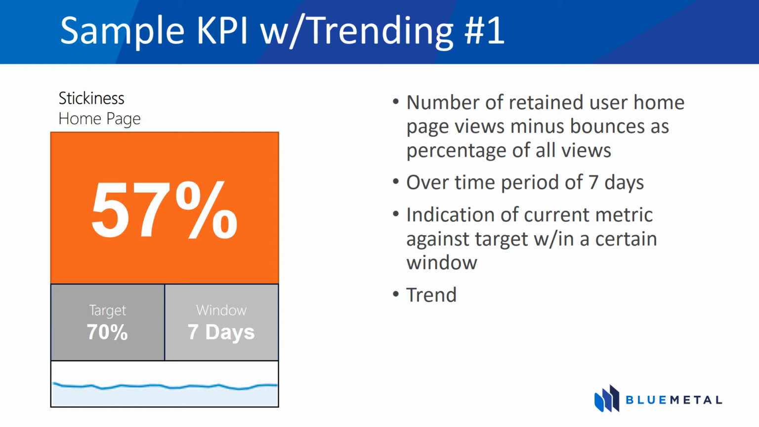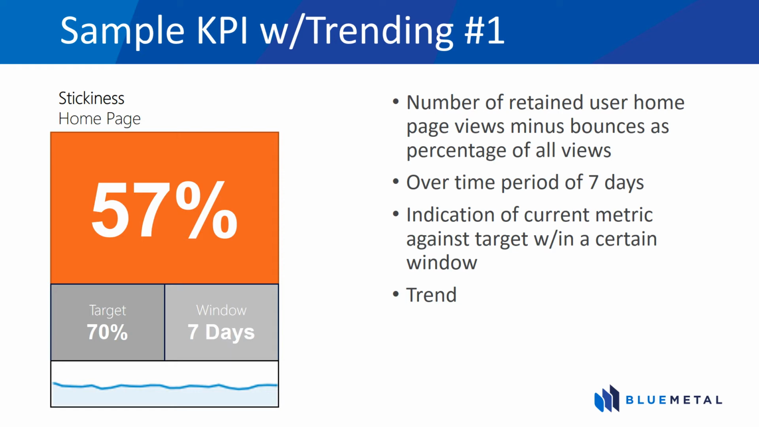I'll present here a few varieties of examples from the project that we drew up for our client. And here's one that's a sample indication with trending. So here we've got a big number of 57%. What is that? Well, in this example, this is the number of retained user homepage views. You take away the bounces. So that means the people that came into the website, the page loaded, and then they went somewhere else immediately. And taking that as a percentage of all the views in total. So that's 57%. But we're putting it into some context because it's over a time period of 7 days.